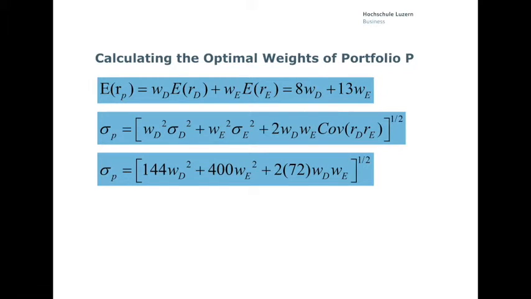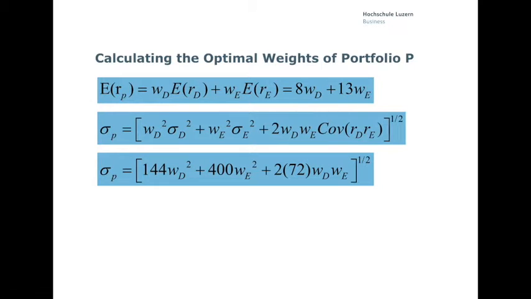The same can be applied for standard deviation. The formula with 2 risky asset classes is with a standard deviation of debt equal to 12% and a standard deviation of equity equal to 20% and the covariance of 72%.